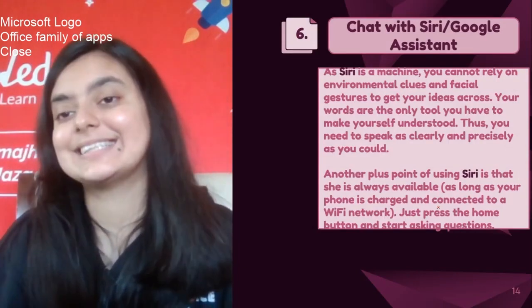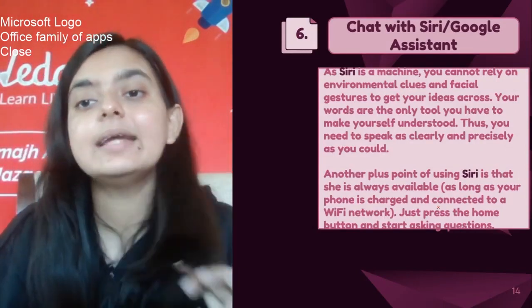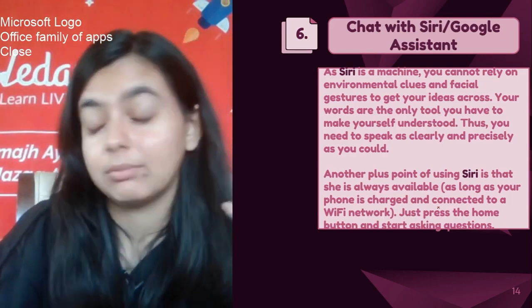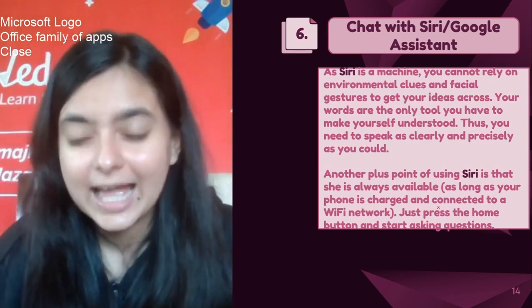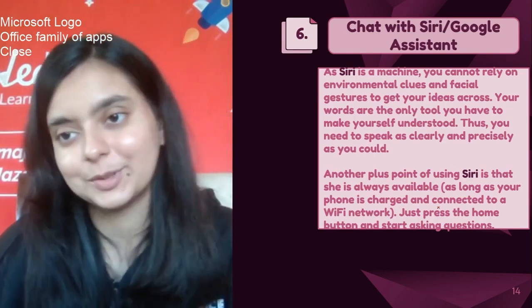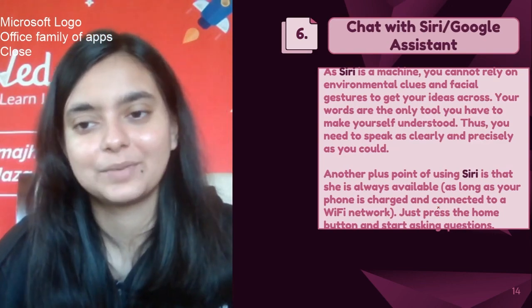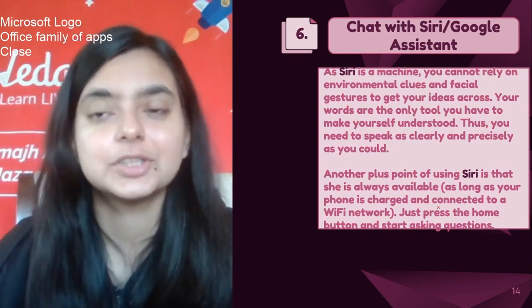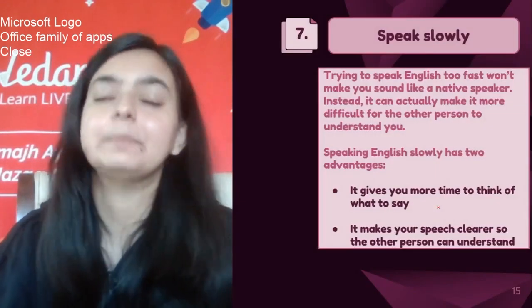Now, the sixth point is also going to help you. That is Google Assistant and Siri. If you use these Google Assistant and Siri, it's a machine. You cannot rely on environment always for clues and facial gestures to get your ideas across. Right. So your words are the only tools you have to make yourself understood. So you need to speak as clearly and precisely as possible. So these are the advantages of using Google Assistant and or Siri, whatever is available.